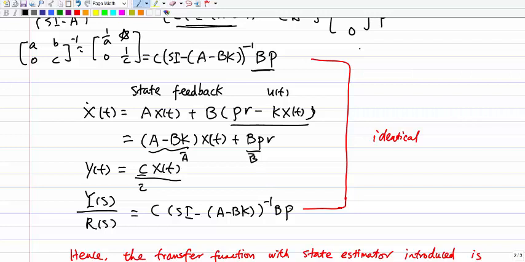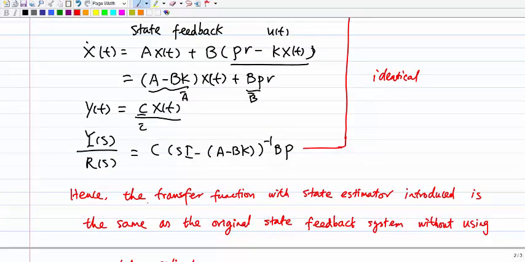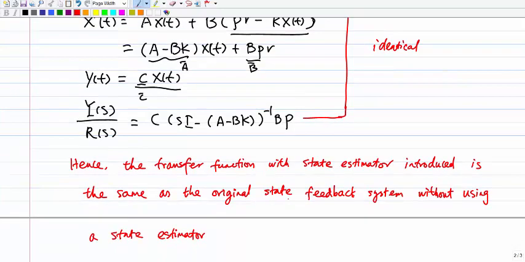So if we compare, the transfer function doesn't change. Even if you use the estimated state, the transfer function doesn't change. So the conclusion is that the transfer function with the state estimator introduced is the same as the original state feedback system without using a state estimator.